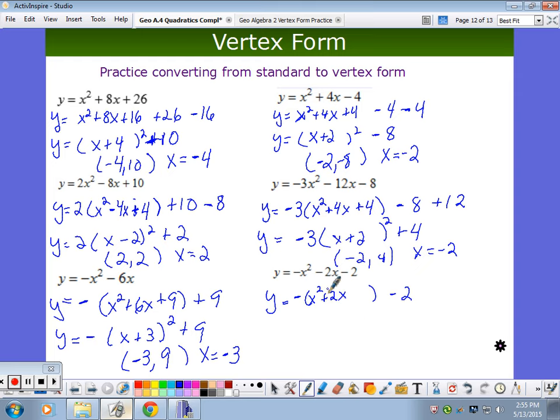Now I can complete the square. Half of 2 is 1. 1 squared is 1, so I write a plus 1 here. But did I add 1? Look over here. It's a negative 1. What's the opposite of negative 1? Plus 1. So y equals negative (x plus 1) squared. I'm just turning this into its binomial square. Minus 2 plus 1 is what? Minus 1. So what is my vertex? Negative 1, look at this one. So x equals negative 1 is the axis of symmetry.